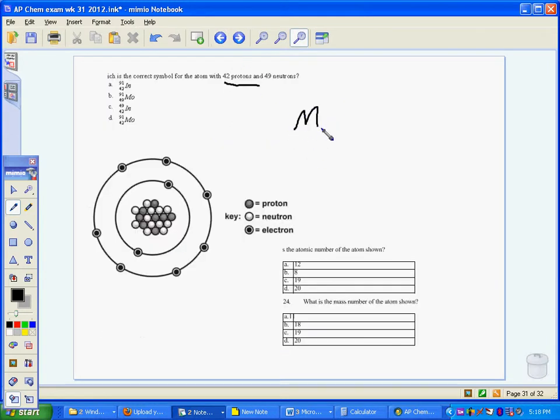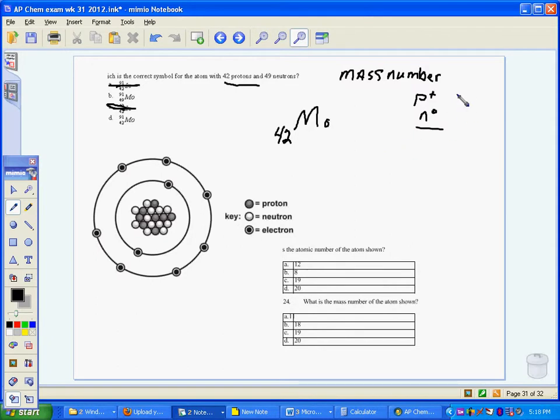Okay, so it's going to be one of the molybdenums. The 42 protons is the atomic number. That goes down here. Now, the mass number is your number of protons and neutrons added together. The mass number is basically how many things are in the nucleus. Okay, it's what that one particular atom weighs.